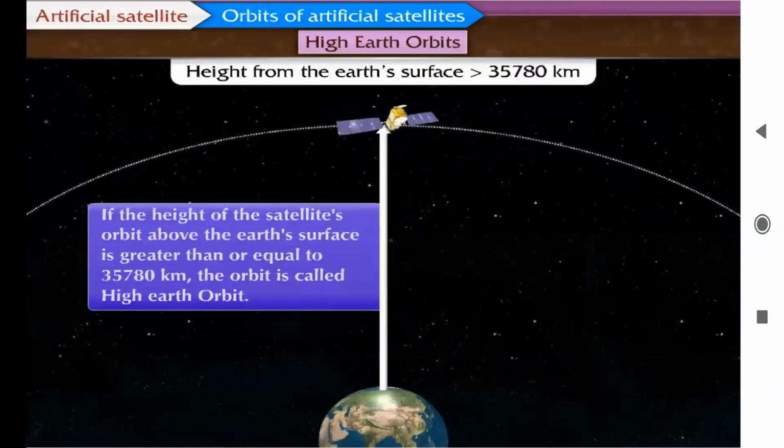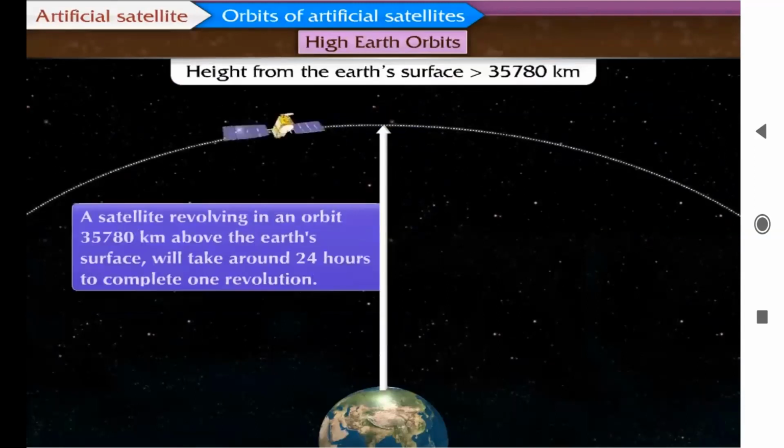First, the high Earth orbit. At how much height are the satellites launched? More than 35,780 kilometers. If the height of the satellite's orbit above the Earth's surface is greater than or equal to 35,780 kilometers, then that orbit is called high Earth orbit. A satellite revolving in an orbit 35,780 kilometers above the Earth's surface will take about 24 hours to complete one revolution.